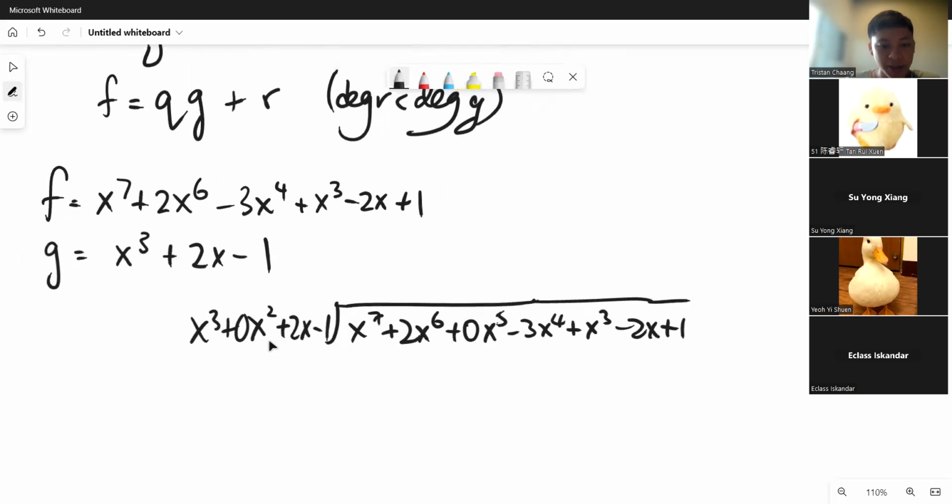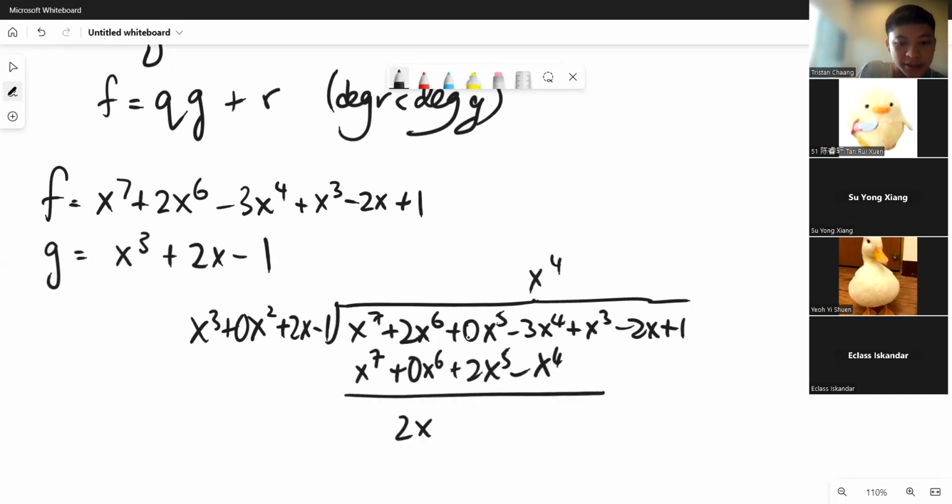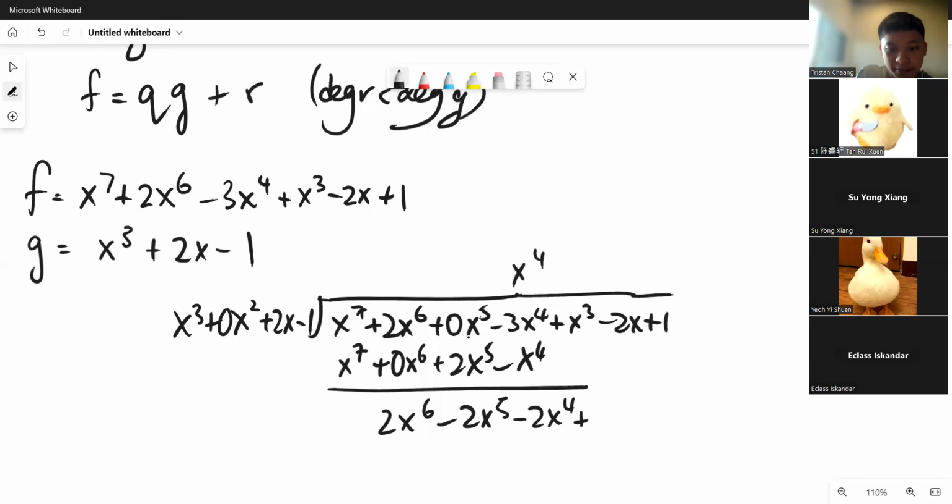So x^3 times what will help you to cancel x^7, and the answer is x^4. So with x^4, we can subtract x^7 plus 0x^6 plus 2x^5 minus x^4. We subtract, and that will be 2x^6 minus 2x^5, and minus 3 minus negative 1, that's minus 2. Then we bring down the next term and start again.